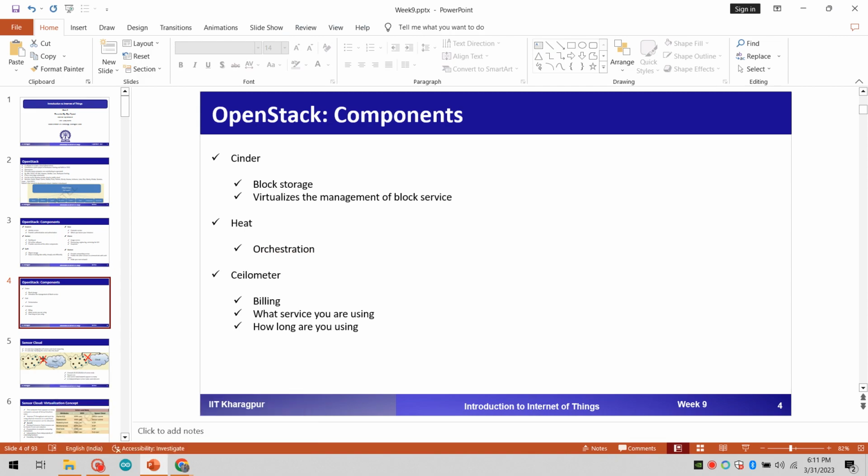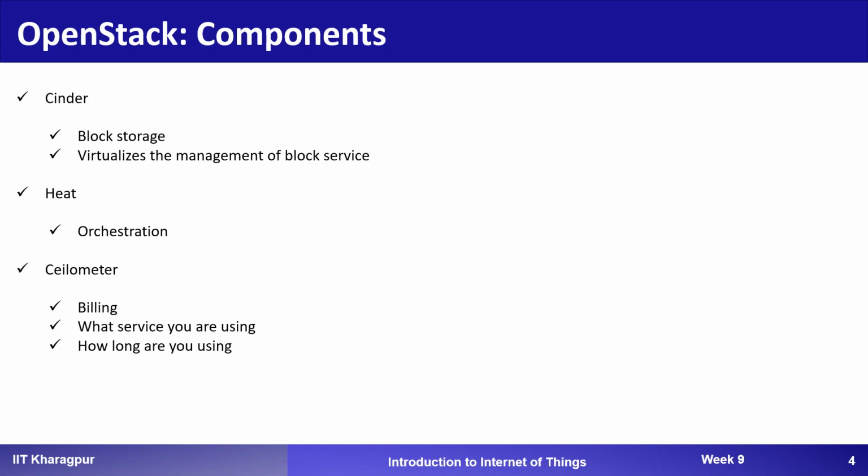Then next one is your Ceilometer, which is also called as telemetry. So it is used to meter the usage and report it to OpenStack's individual users. So it tells about the amount of resources you have used, what services you have used, and how long you have used those services. And for all those services, telemetry is responsible for billing these things. So these are the main components of your OpenStack.